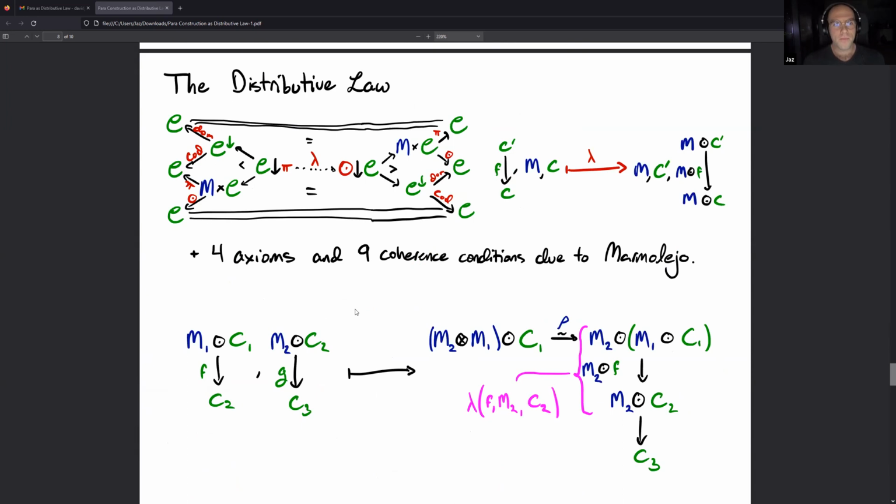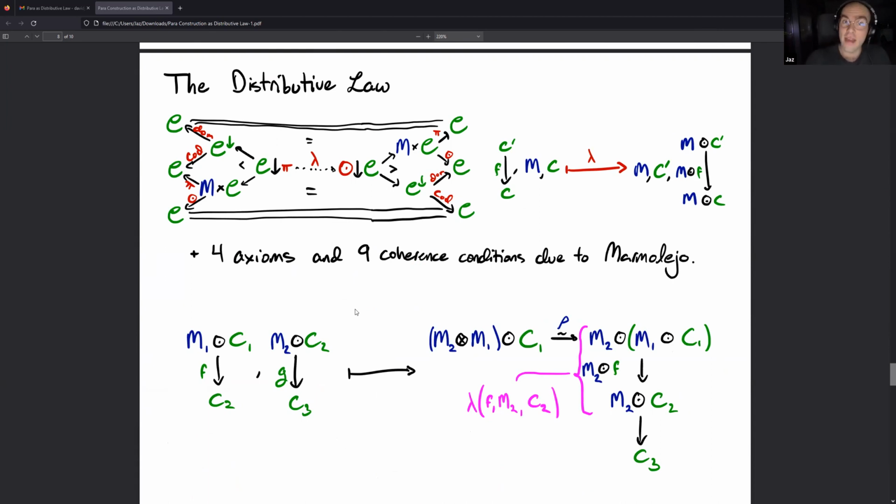Here's the diagram. And what we're going to do is we're going to take a map from C prime to C. And then we're going to take this pair M comma C. And we're going to multiply F by M, act on F. That's it. That's all it is here. And so this is going to swap things around here.